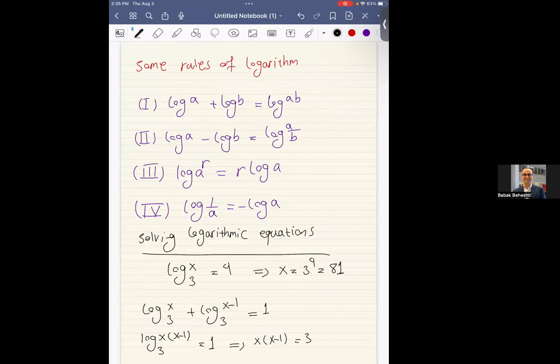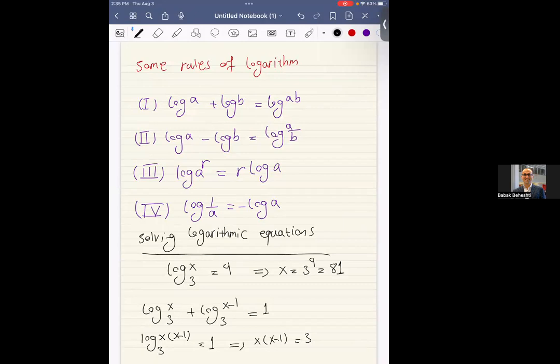What is x? 1 plus square root 30 divided by 2, otherwise 1 minus square root 30 divided by 2. Okay, so you got the 2 answers. There is a square root involved in the answer.